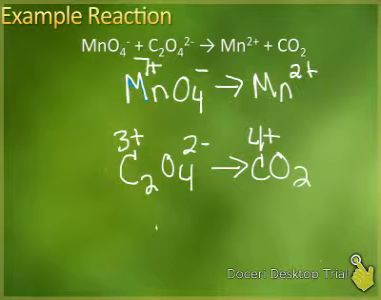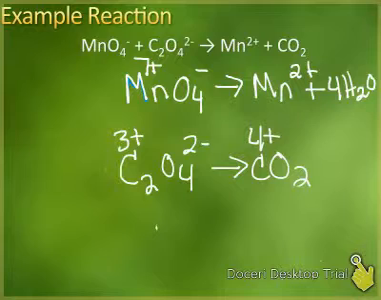So now we can start the whole balancing process. We have to balance the elements other than hydrogen and oxygen first, right? So let's look at our permanganate and manganese. Everything but oxygen is already balanced, right? So now we can move on. We need to balance oxygen. How do you balance oxygen? You add water. How many waters do we need to add? 4. Why do I need to add 4 waters? We have 4 oxygen on the left, so we need 4 on the right. Each water only has 1, so I have to add 4 waters over here.